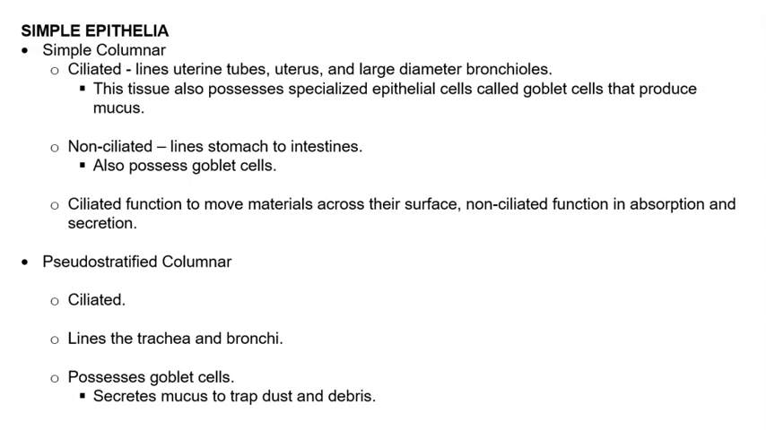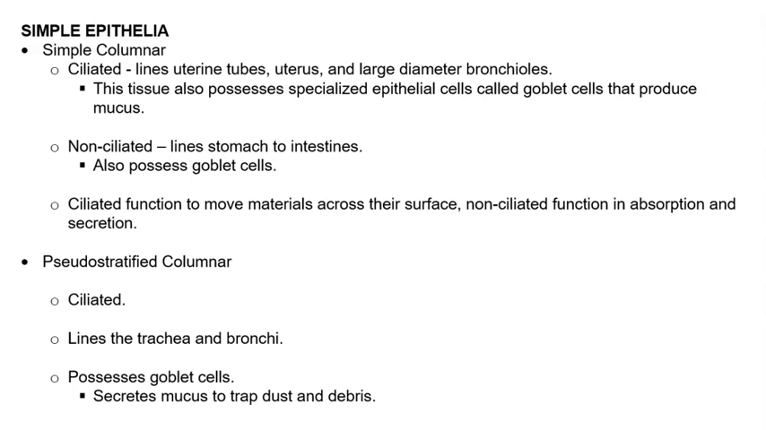Next, we'll examine simple columnar epithelium, and this epithelial tissue comes in two varieties. It comes in ciliated and non-ciliated. The ciliated variety lines the uterine tubes and the uterus of the female reproductive tract, in addition to the large diameter bronchioles of the respiratory system. It typically possesses small glands that are called goblet cells that produce and secrete mucus in those locations.